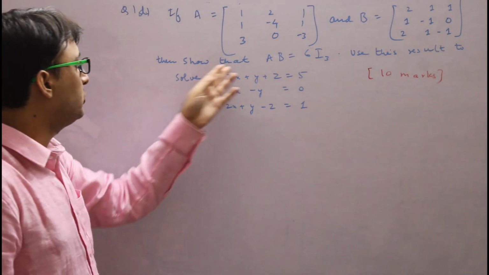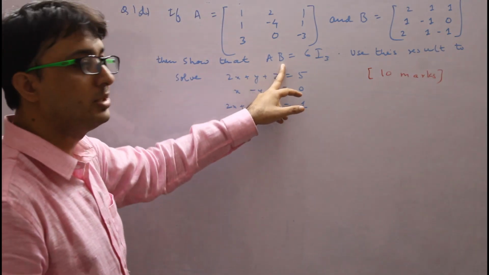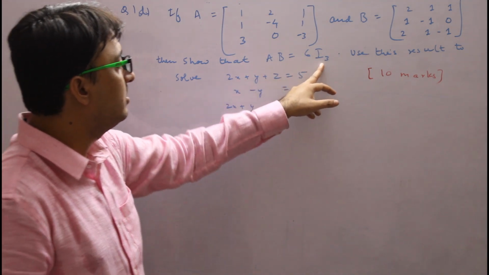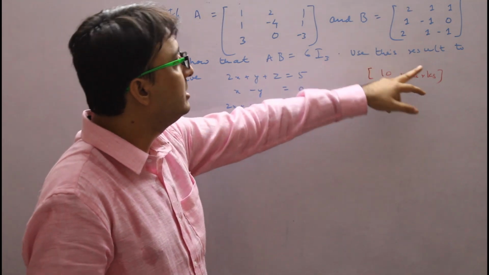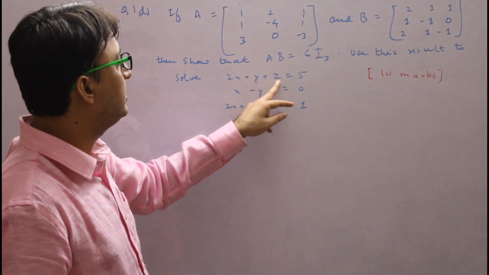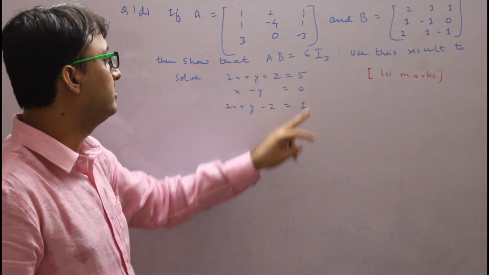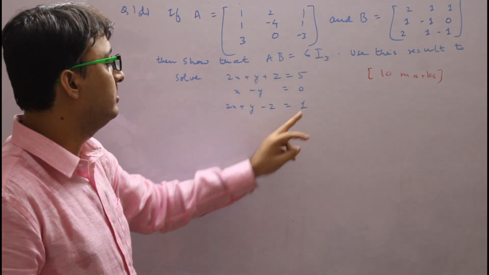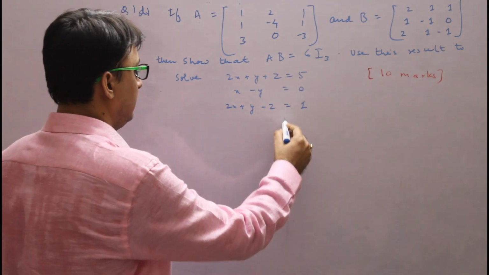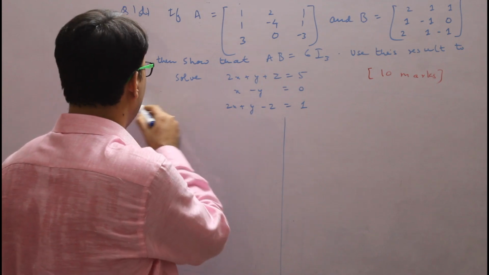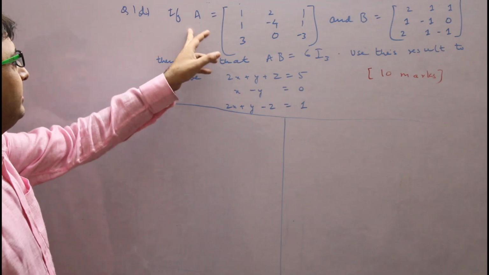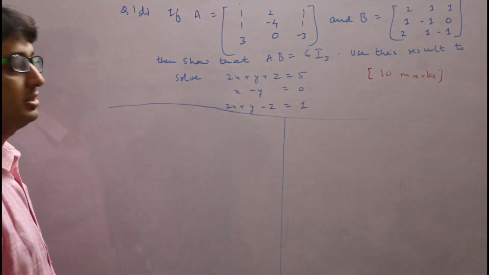And we have to show that AB, that is the multiplication, is equal to 6 times I3, that is the identity matrix of order 3 cross 3. And using this result, we have to solve this system: 2x plus y plus z is equal to 5, x minus y is equal to 0, 2x plus y minus z is equal to 1. This is asked for 10 marks. This is the easiest question that one could have asked for. We have to first show our matrix multiplication.